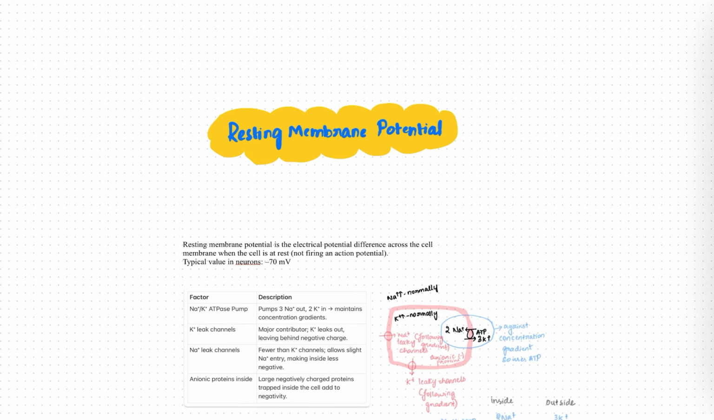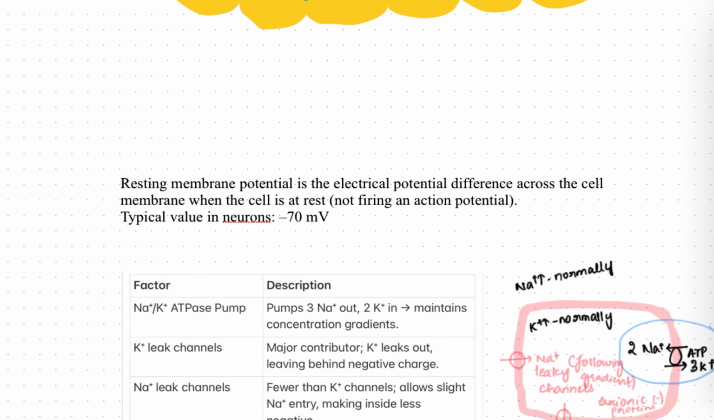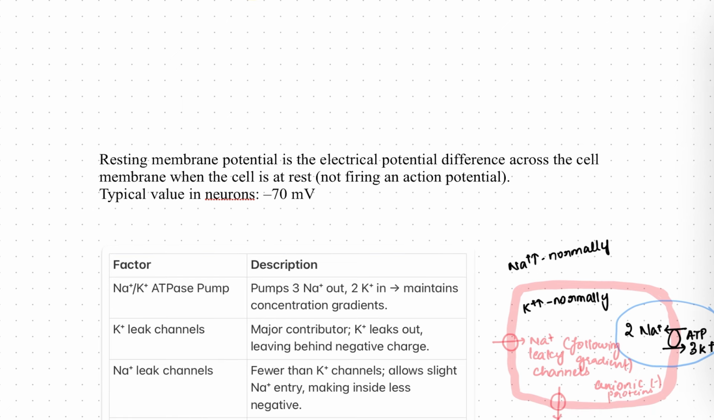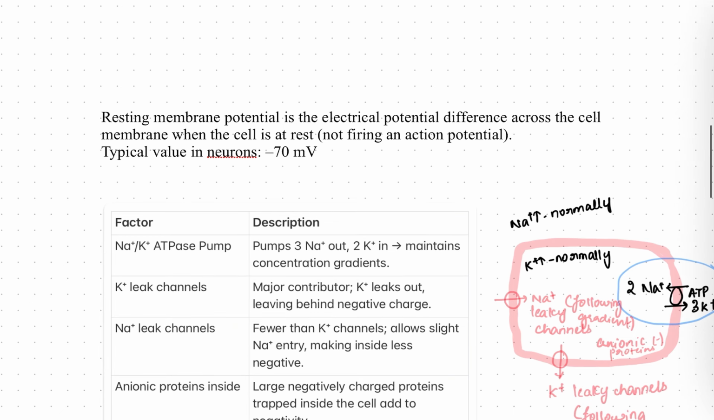Hello everyone, in this video we are going to discuss resting membrane potential. Resting membrane potential is the electrical potential difference across the cell membrane when the cell is at rest, not firing an action potential. The typical value of this resting membrane potential in neurons is minus 70 millivolts.